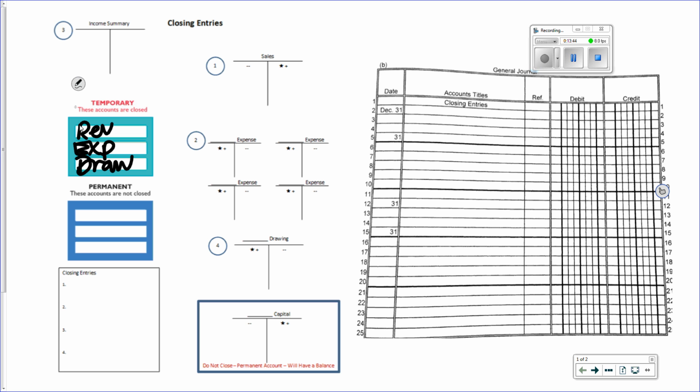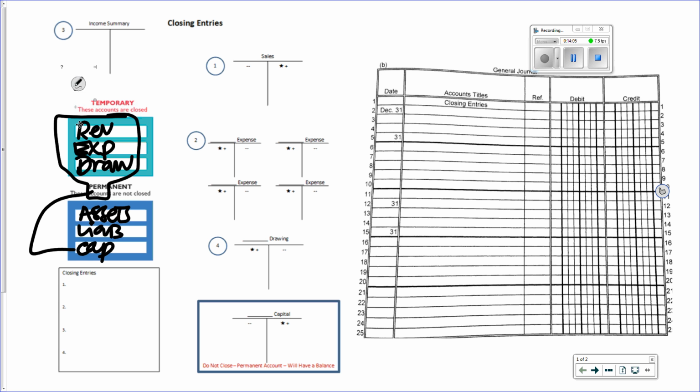I'm going to draw my funnel one more time here. They get funneled into capital. What else am I not going to throw away or close? Any liabilities, any assets, and capital. Very good.